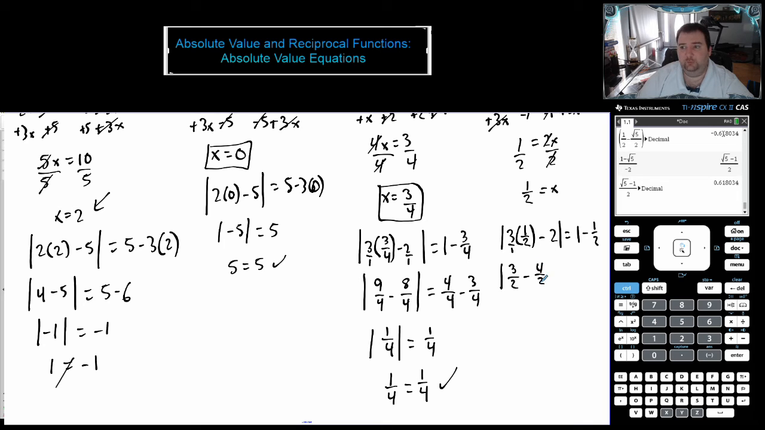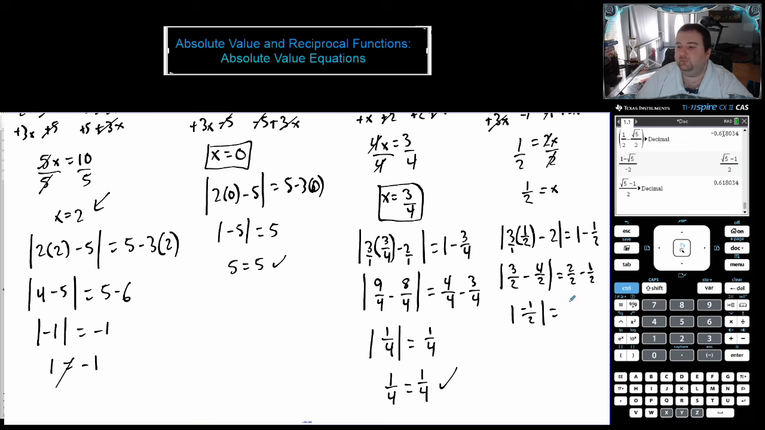4 over 2 is 2, which is the same as that. So I'm not cheating when I do that. Just doing good math. And of course, I want the same denominator. So 2 over 2 minus 1/2. Okay. What is this? 3 minus 4 is negative 1. So that's negative 1 over 2.